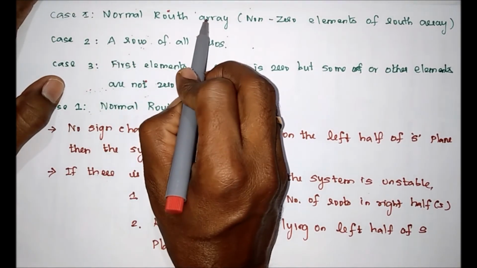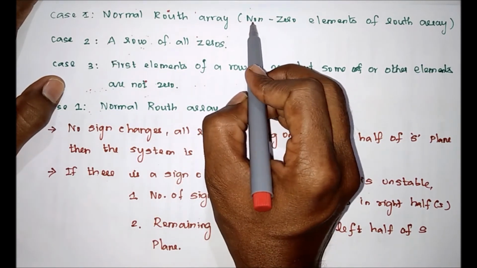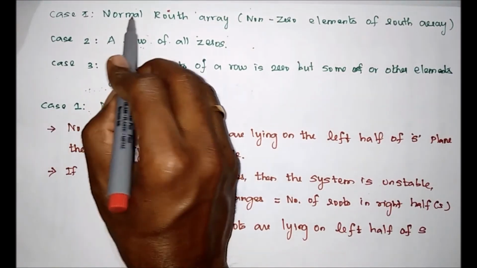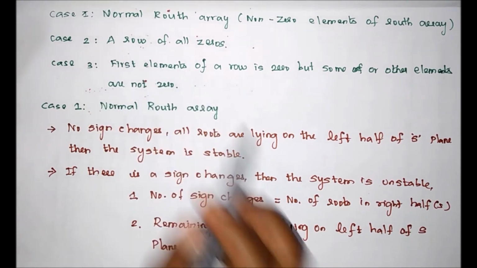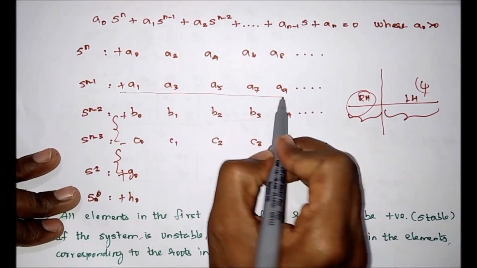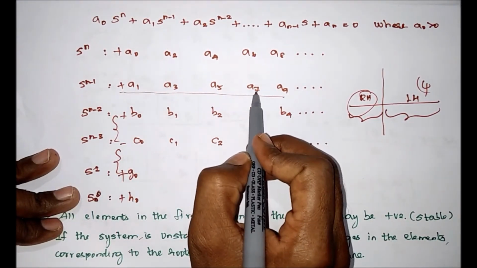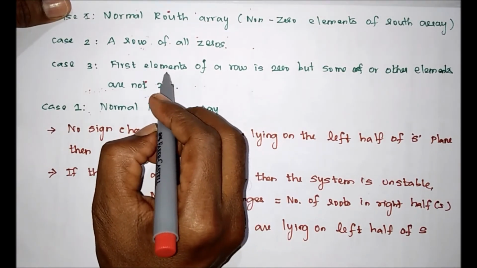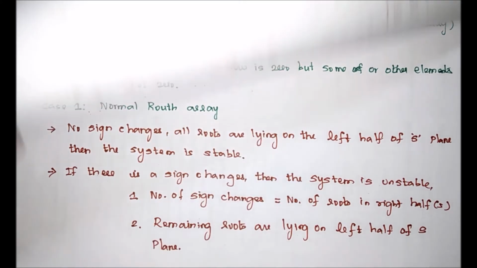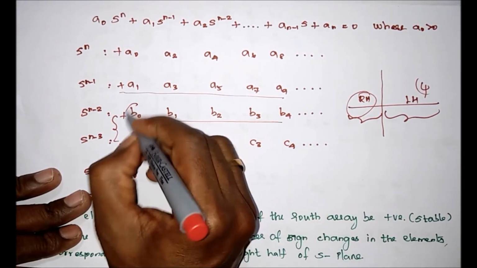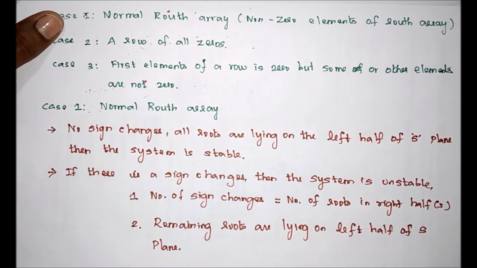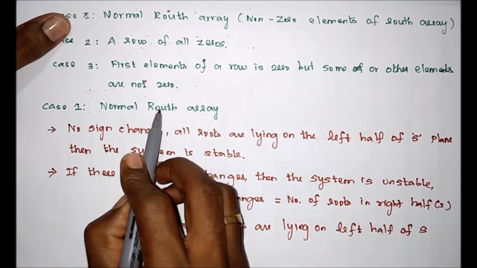First case, normal row array. It means all non-zero elements of the row array. Here we see, in this procedure there is no 0. That is the first case. Second case, a row of all 0. Suppose we take this row, if all of these values are 0, we have to use some procedure. Third case, first element of a row. Suppose we take this row and its first element alone is 0, we have to use some other procedure. That is the third case.